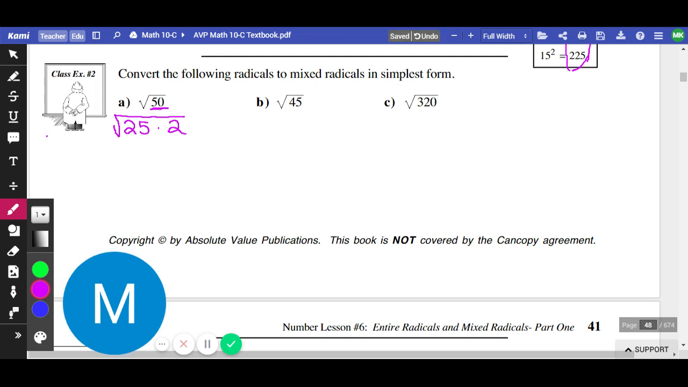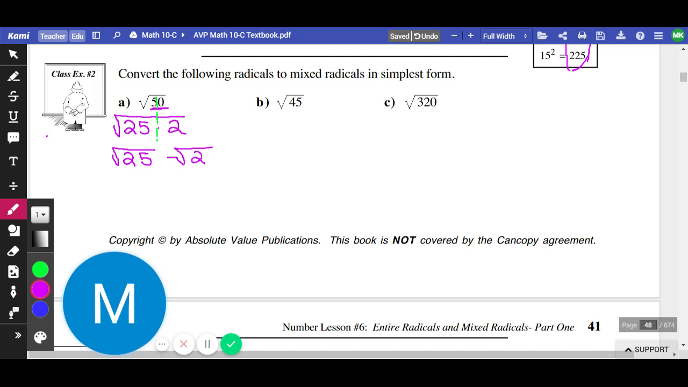I took 50, I broke it into 25 times 2. The reason I do that is that there's a math rule, and the math rule says when you have 2 radicands, you can break it up to become 2 separate radicals. Root 25 times root 2. That's just our math rule.